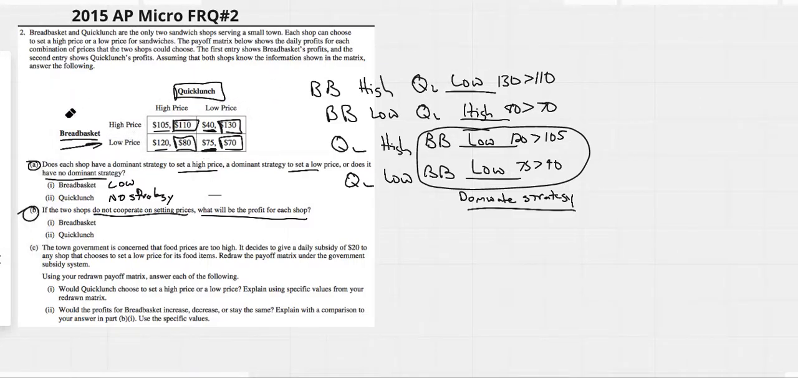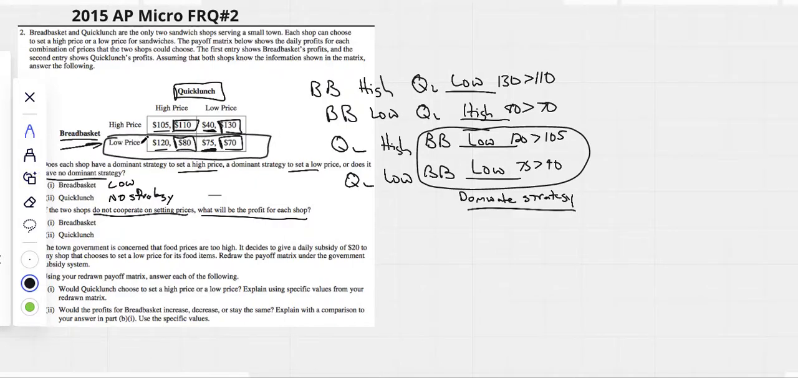If Breadbasket goes low, again, what we know is Quick Lunch will choose to go high. So if Breadbasket goes low, which we know it always will do, Quick Lunch will go high. We'll end up in this quadrant. So Breadbasket would make, looks like 120. Quick Lunch will make its 80.